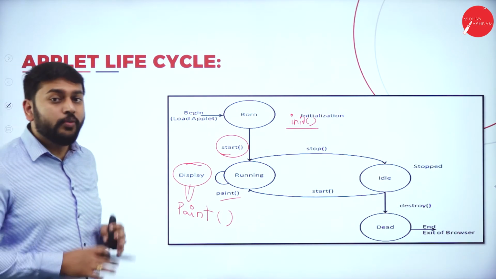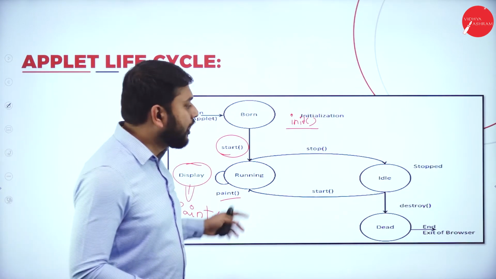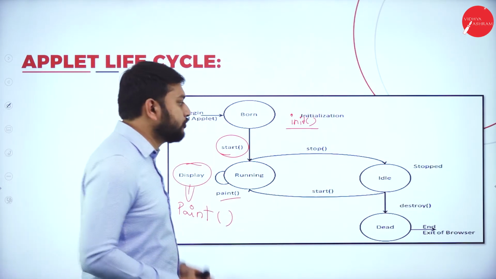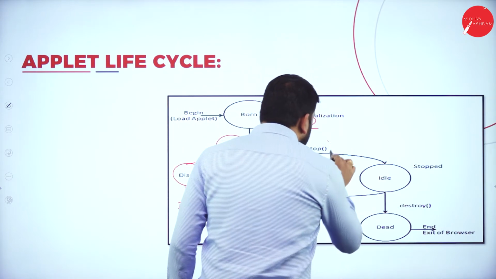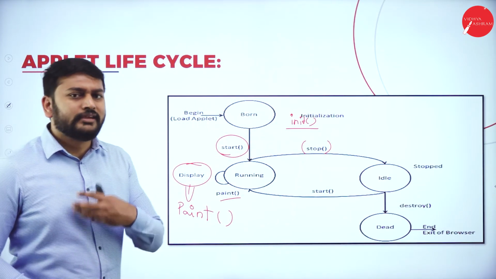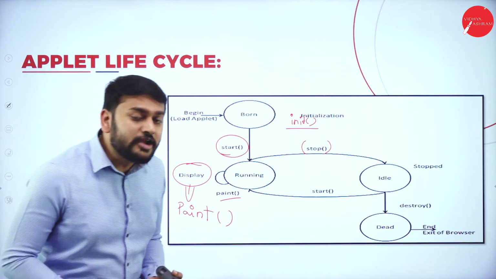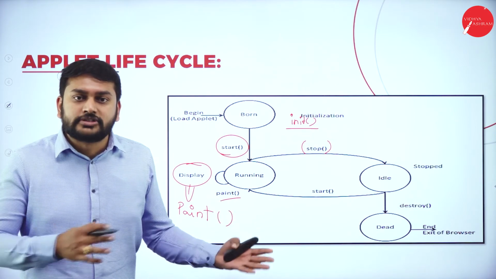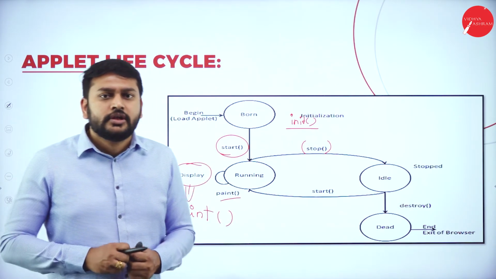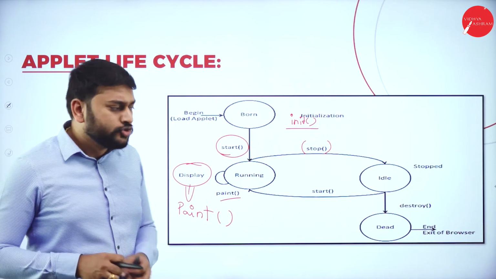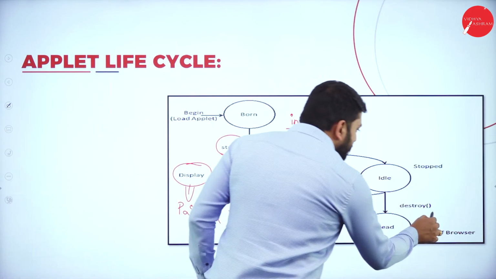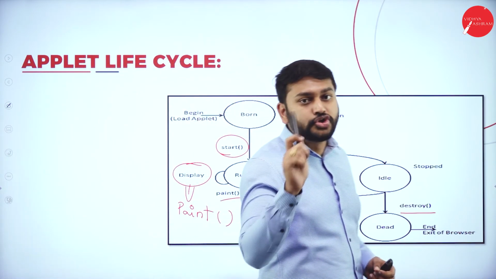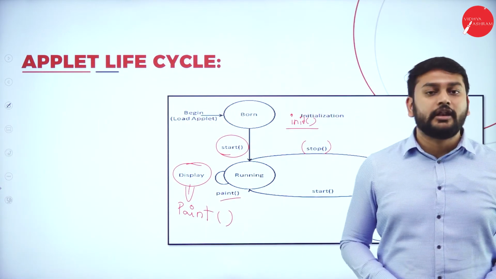In the same way, if I want to move the applet to the idle state, I will be using the stop method. In the same way, I can use the start method to resume it back to the running state. Suppose I want to move the applet permanently to the dead state, I will be using the method called destroy. This is a very, very important point that you should remember with respect to the life cycle of an applet.